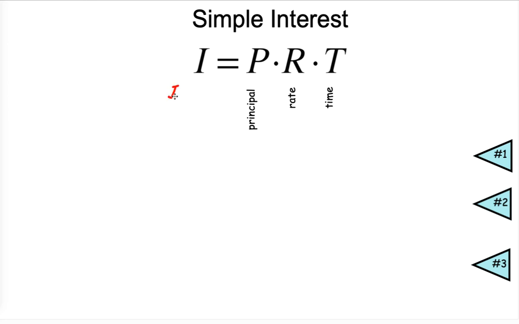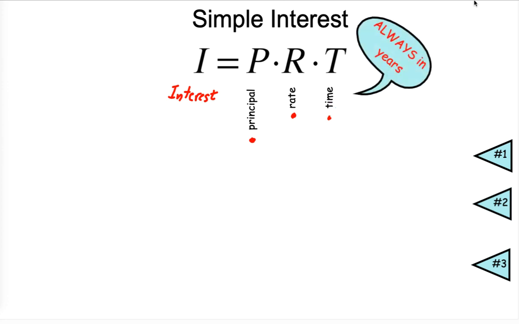Interest, the extra money somebody's going to make off of you for the luxury of you borrowing their money over a period of time, is figured out by taking the principal, that's how much you borrow, the rate, how much percentage-wise, and the time. Now, something about the time is always in years. We're going to always enter that in years.